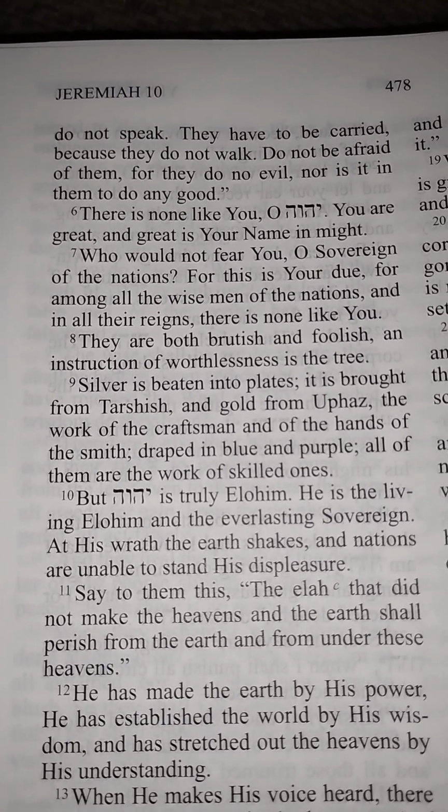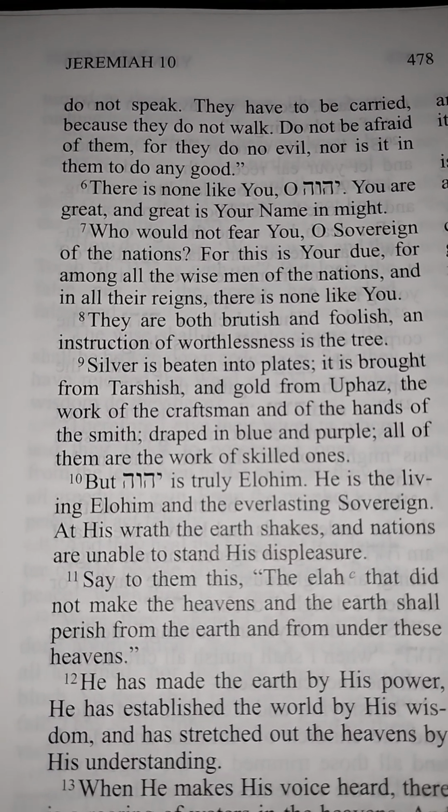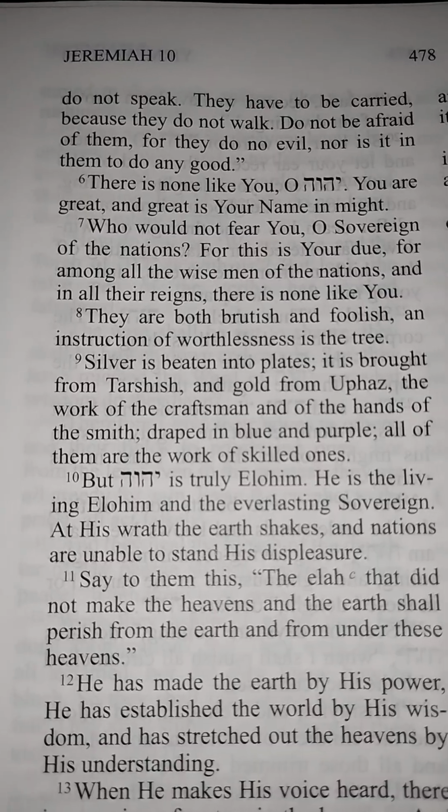But Yahweh is truly Elohim. He is the living Elohim and the everlasting sovereign. At his wrath the earth shakes, and nations are unable to stand his displeasure.